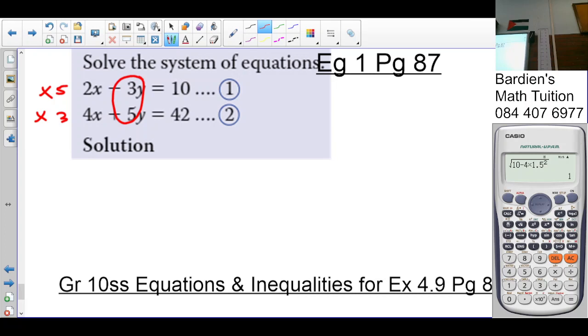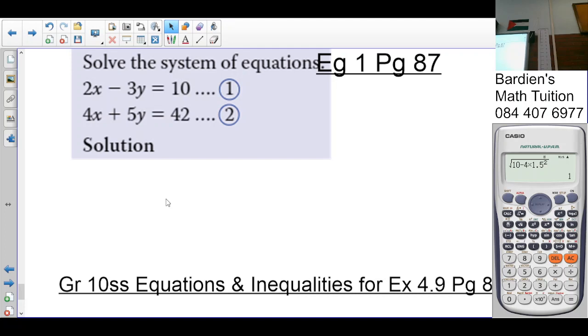So let's go again. Which one of the two do you think we're going to eliminate? The x or the y? The x, because it is smaller. So again, the difference between the sums of today and the lesson of yesterday is that the coefficients are not the same. Yesterday's lesson was the same. Since it's not the same, we must make it the same.